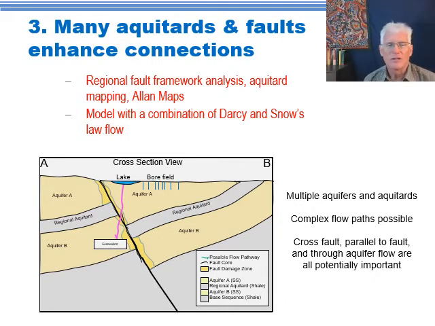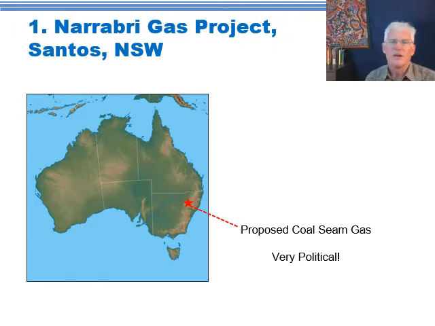So in this case, you need to understand the whole network, and you need to model the new pathways or the potential pathways with a combination of Darcy and Snow's law of flow. So Snow's law for the fracture permeability, and Darcy's law for the flow through the porous media, which could be in the aquifers or in the fine-grained fault core. So now I'll go through each of those three scenarios and show you a quick case study.